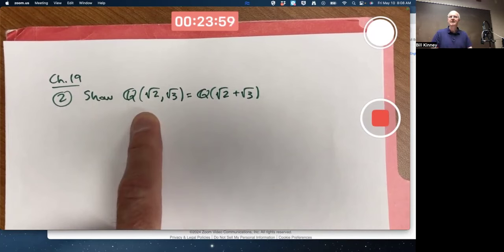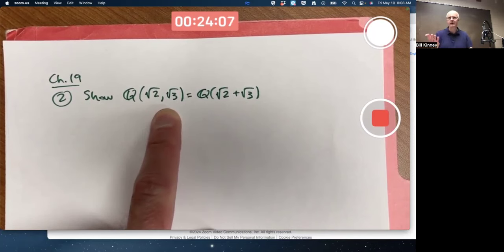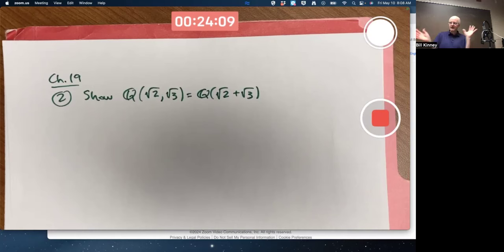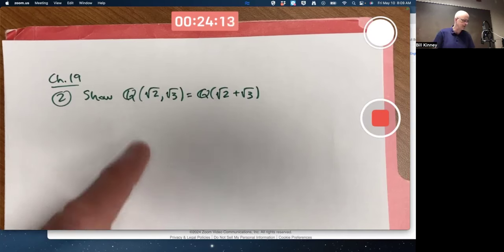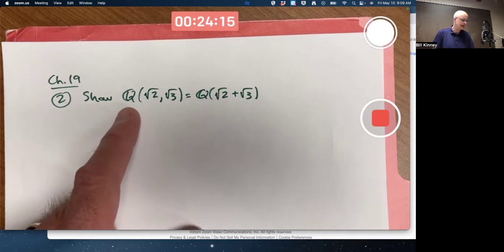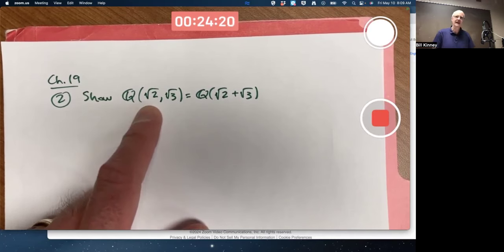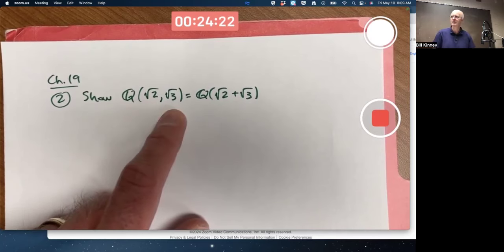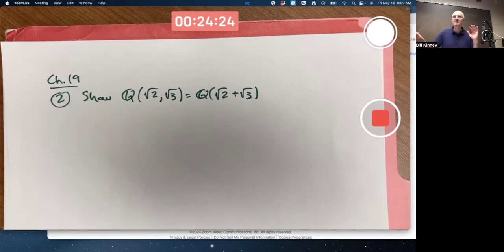Take them one at a time. Think of this as the smallest subfield of, again, either the complex numbers or the reals. I can do the reals in this case because square root of 2 and square root of 3 are real numbers. Though, again, it's safer in general to think of the large field as being the complex numbers. The smallest subfield of the complex numbers containing all the rationals, also containing square root of 2, also containing square root of 3. And plenty more new numbers that are not rational.